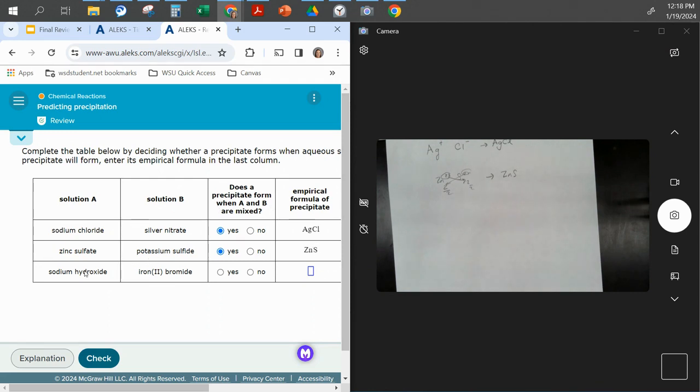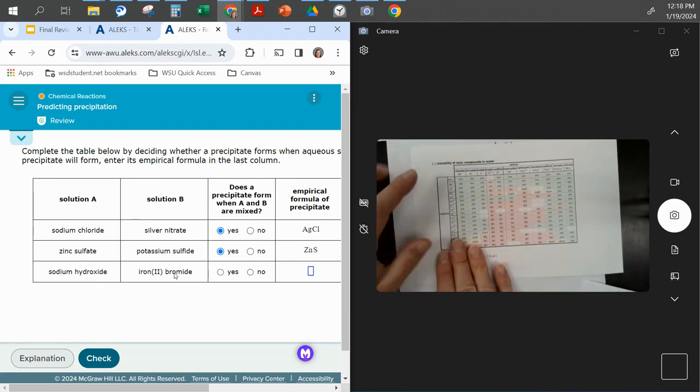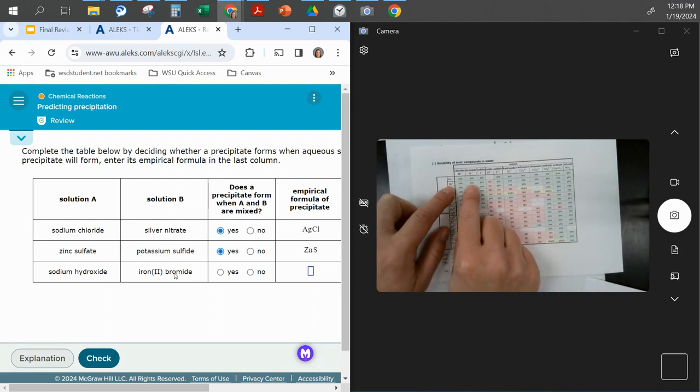The next one is sodium hydroxide and iron bromide. So let's look at sodium bromide. I'm going to look at sodium bromide. It's yes, that means it's soluble, not a precipitate. So let's look at the next one.